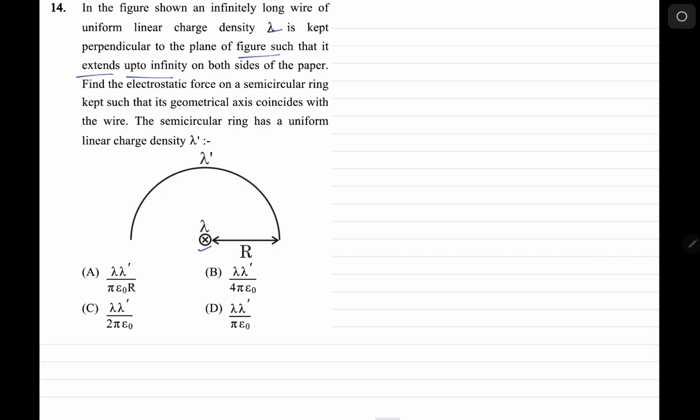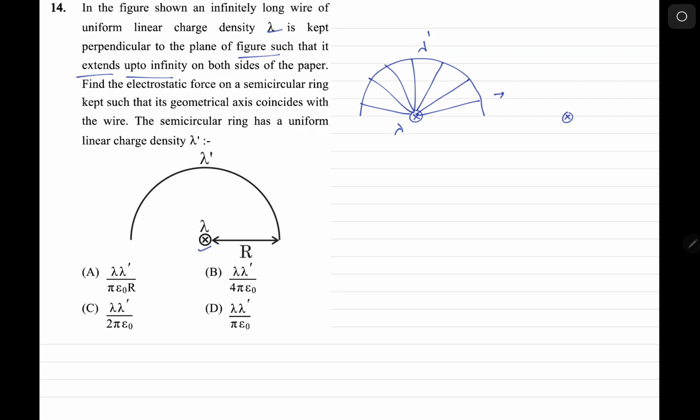So let's try to do it here. This is the ring and this is the wire. This is lambda dash, this is lambda. Let's talk about the force between the wire and the ring. First of all, the wire applies force on each and every element of the ring. The direction of forces is not constant here, so we need to take an element, resolve the components, and we'll see the direction of the net force. That should be the approach.